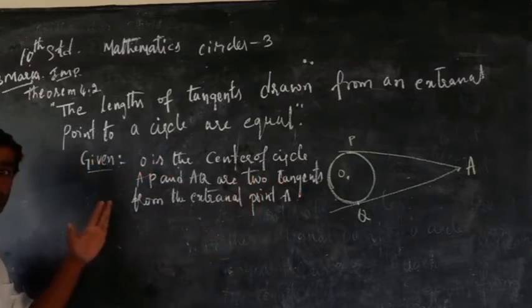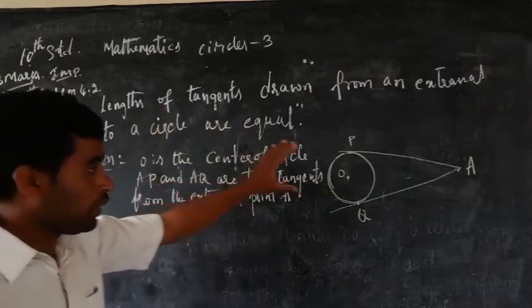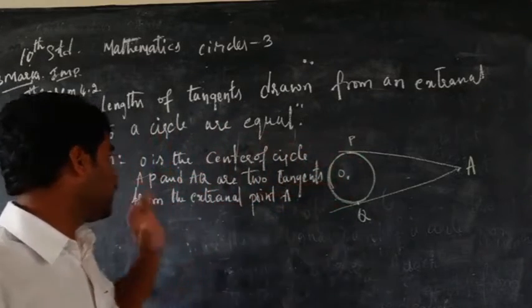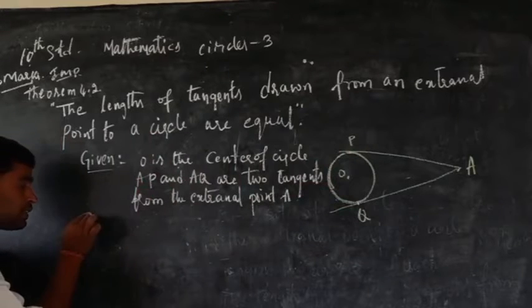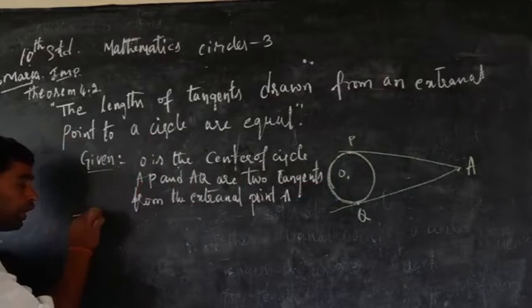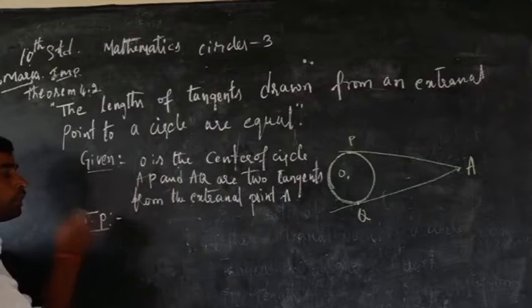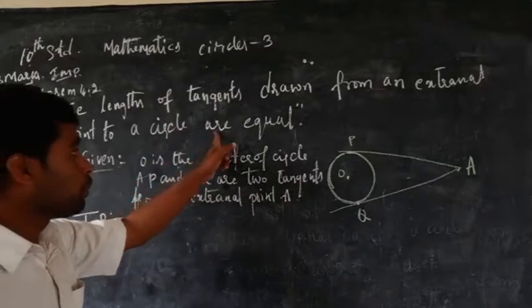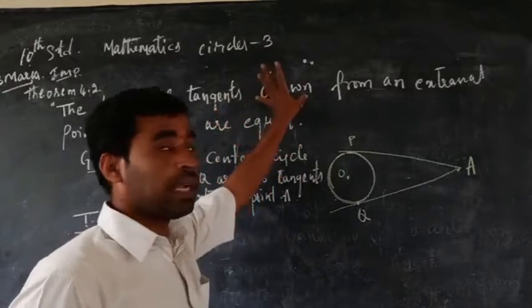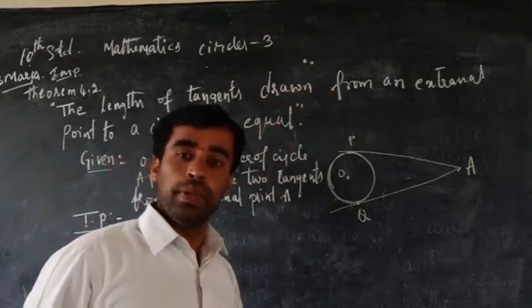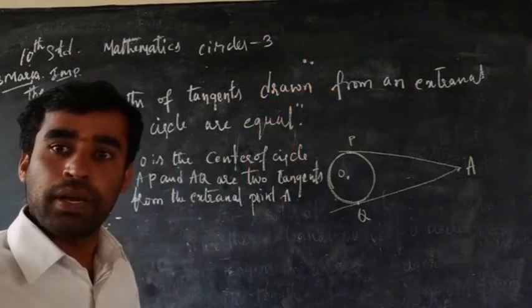This is the given. By the statement we have drawn a diagram. By this we have written the given. Now we have to take the construction and the proof. What do I have to prove? We have to prove that the tangents drawn from the external point of a circle are equal. That we need to prove.